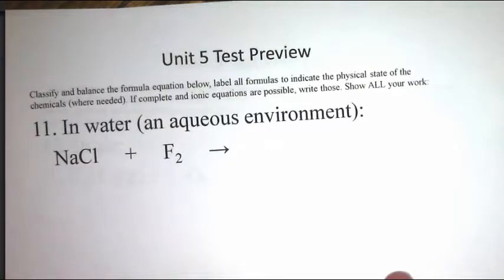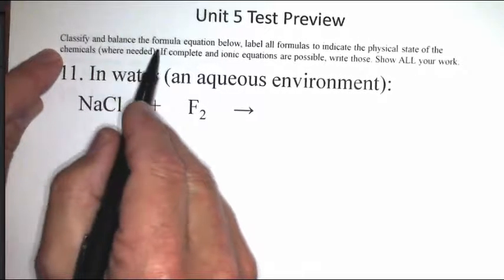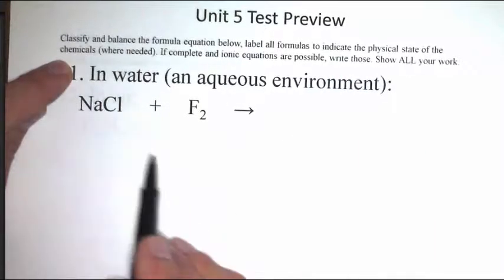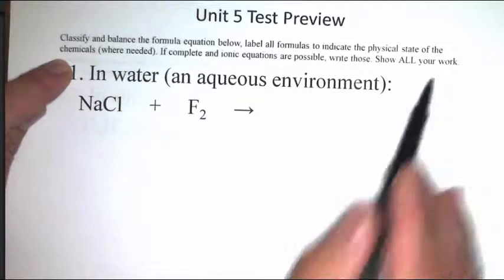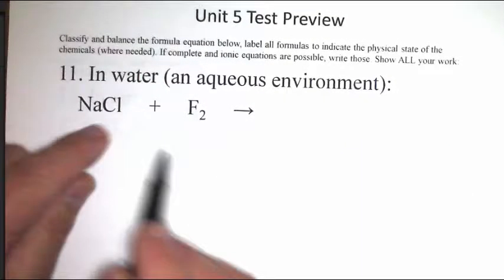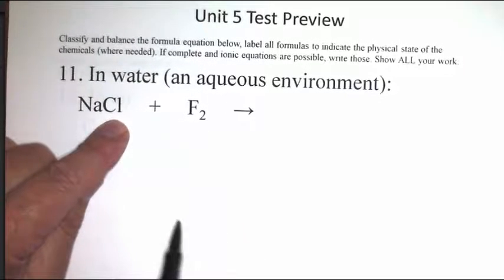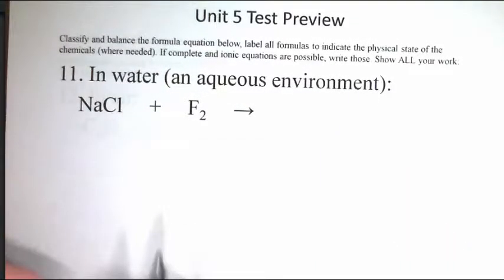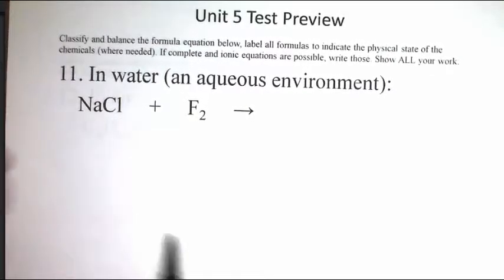All right, I was asked to do question number 11 on the practice test, and it says classify and balance the formula equation below. Label all formulas to indicate the physical state of the chemicals where needed. If complete and ionic equations are possible, write those and show all your work. Well, let's start with the physical states for these two starting chemicals. It's happening in an aqueous environment, so we need to know if this is going to dissolve, right? So where do we find that out?